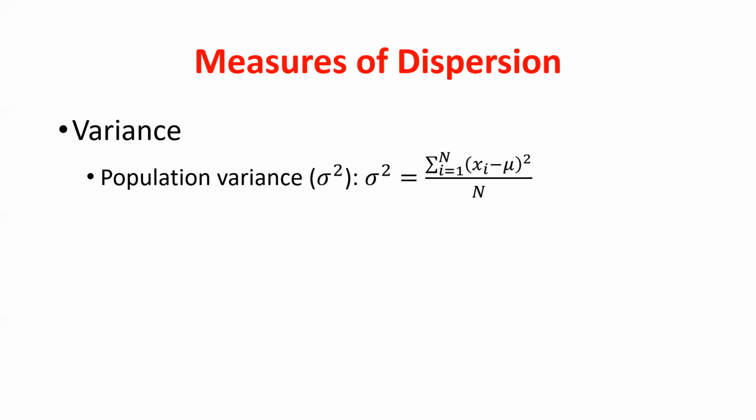So 2, 4, 6, and 8. The mean would be what? Add these up, we get 20, divide by the number of numbers I have. So the mean, 20 over 4, or the mean is 5. Okay?